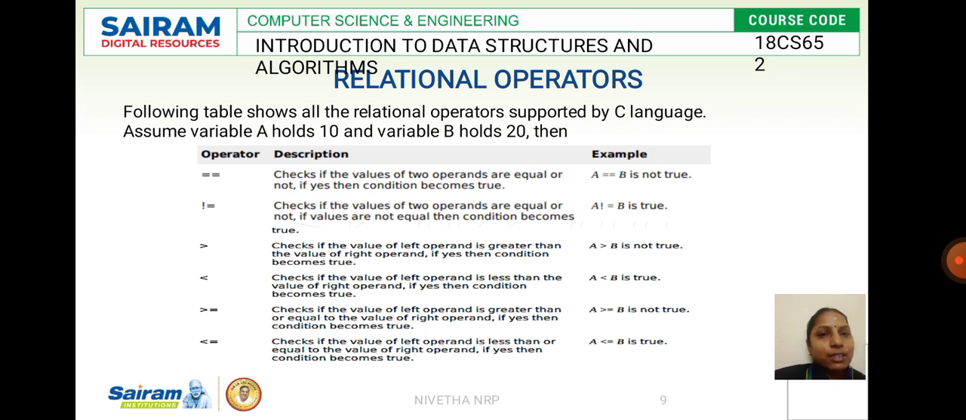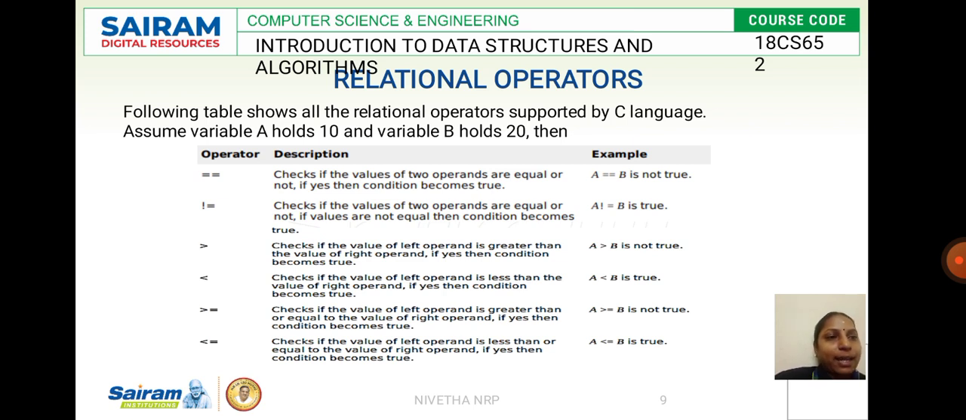Then second is not equal to, then I have greater than, less than, greater than or equal to, less than or equal to. We will be using these under conditional statements. These are all the relational operators we have. When you want to check whether the two are the same, I use a equal to equal to. If it is not the same, I use the condition not equal to.